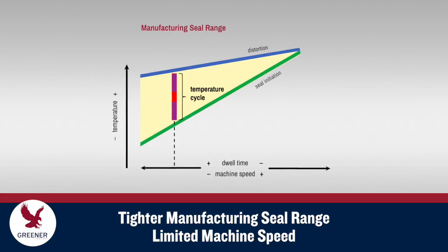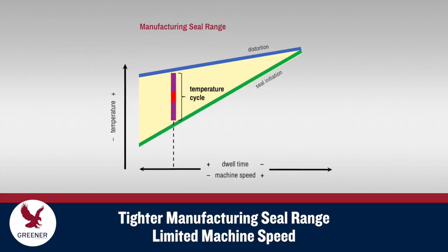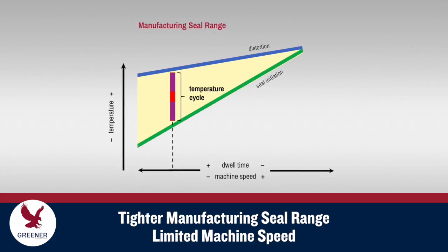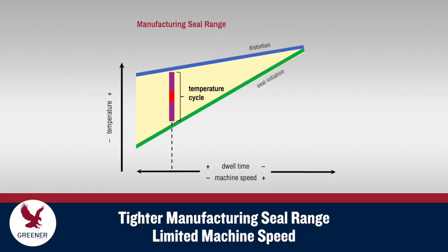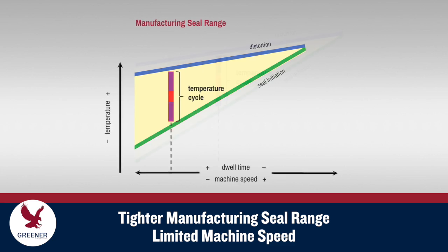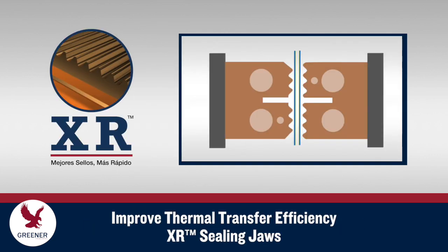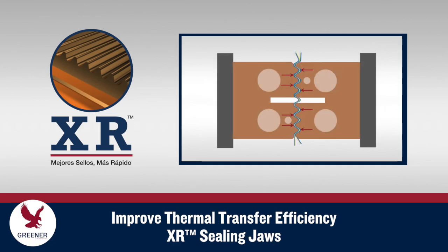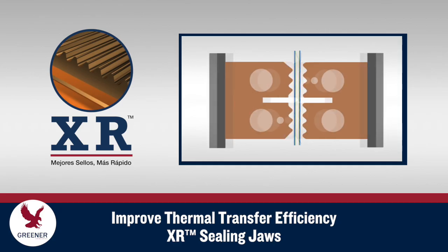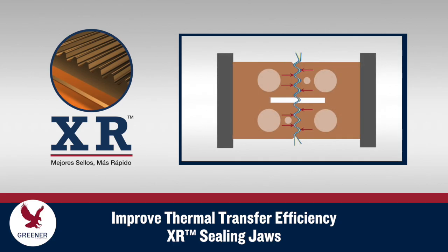But even when faced with limiting factors or running sustainable or other materials with a narrow laboratory seal range, constriction of the manufacturing seal range and machine speed limitations can be mitigated by improving thermal transfer efficiency. Greener's XR sealing jaws improve thermal transfer efficiency by distributing the packaging machine's existing force much more efficiently. Advanced XR geometry activates the sealant layer more effectively and moves it into voids to seal off leaks, eliminating the need to upgrade or replace packaging machinery to achieve greater force.